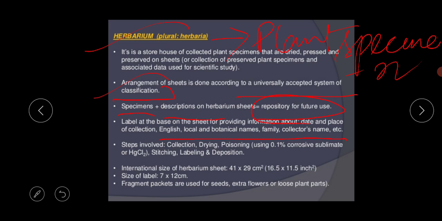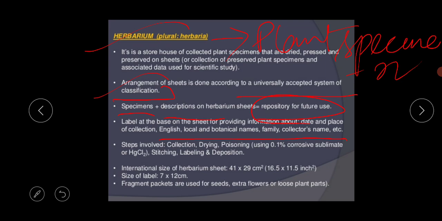Next is the polythene bags. Next is the old newspapers and magazines. Next blotting papers. Next plant press. Next field notebook and pen, and the last one is the herbarium sheets, printed labels and the glue.